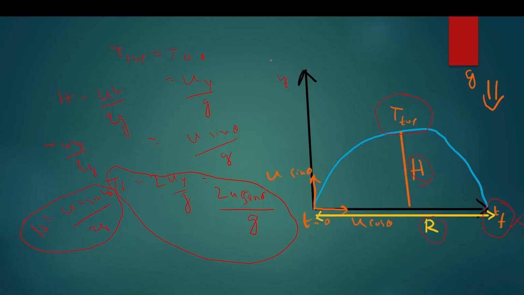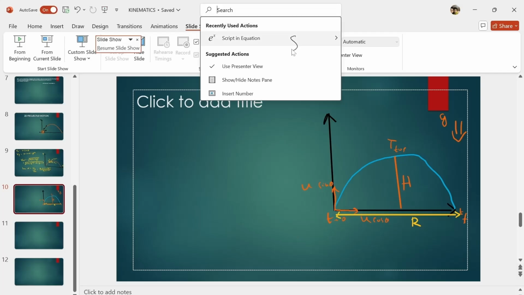We will do the Sx. So the range, now we will find the range. Range is the distance which the body travels from t equal to 0 to t equal to tf, that is the time of flight. So we will use the third law of motion again, Sx.